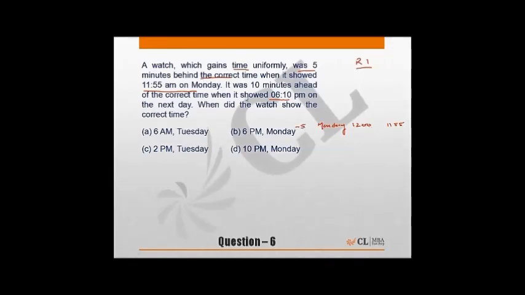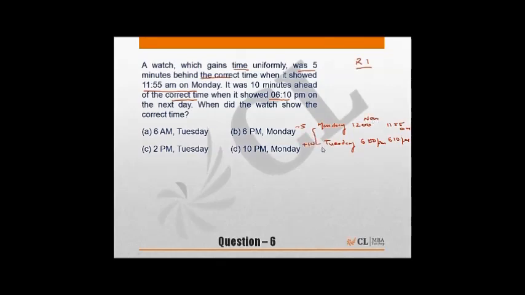Then it says it was 10 minutes ahead of the correct time when it showed 6:10 pm. So what it is showing is 6:10 pm. This was am. Okay. And the next day, so that makes it Tuesday, the correct time was 6 pm. Okay. So this is 12 noon. So it is +10.